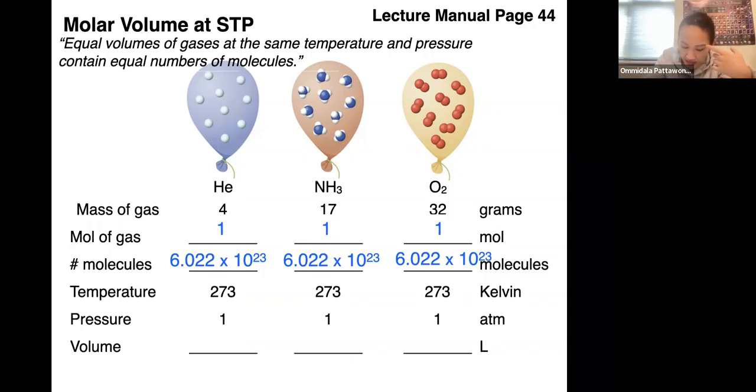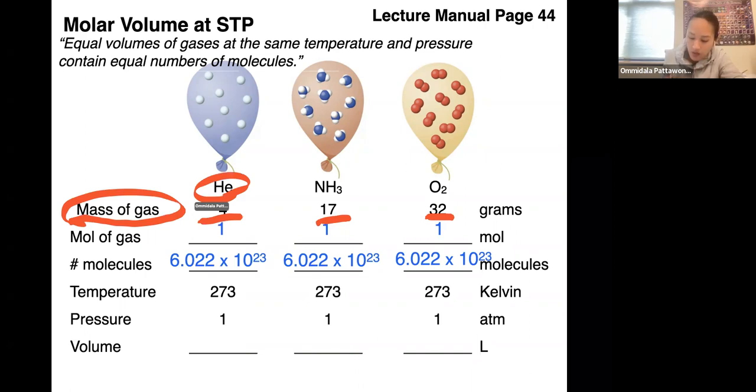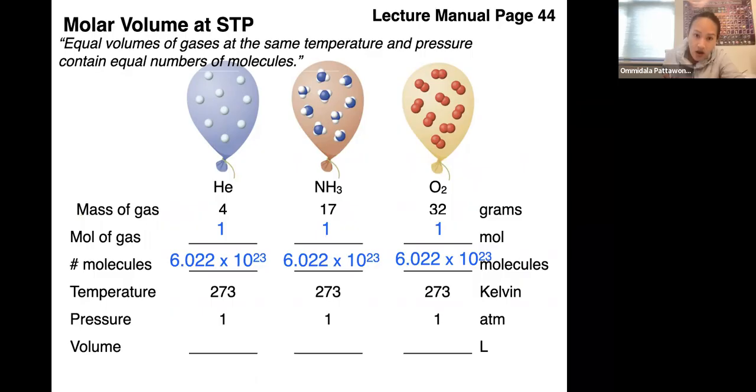In this case, the mass of all of these gases would not be the same, because different gases have different masses. For example, helium would be the lightest and oxygen would be the heaviest. It just comes from the molar mass listed on the periodic table. So the mass of different types of gas would weigh differently, but if you have the same number of moles, they are going to have the same number of molecules.